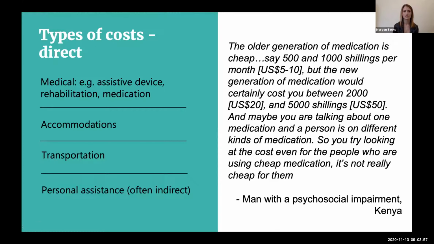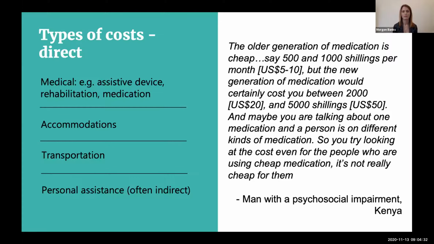Turning to direct costs, medical was certainly a very large source of costs, and this is not surprising. This is found in many different settings. Typically, medical costs were highest at the outset of disability as people were looking for diagnoses or dealing with acute care. But for almost everyone, there were ongoing medical costs. Maybe this was replacing or repairing assistive devices, or for some people, certain health conditions required ongoing healthcare. This is particularly true for people with psychosocial disabilities.